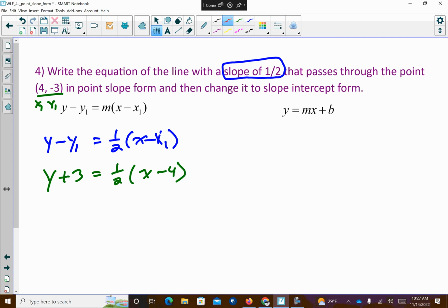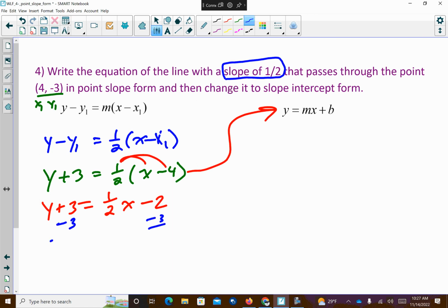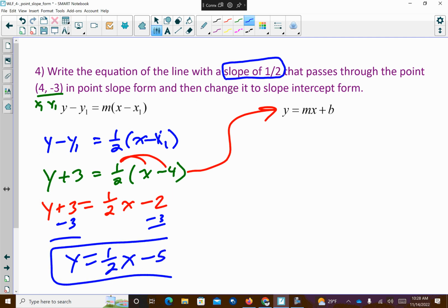Now, we can make these look like this, okay? And we do that a couple of ways. I'm going to distribute 1/2 over the parentheses. Half times x is just half x. Half times negative 4 is negative 2. And then I want the y by itself, so I'm going to subtract 3 from both sides. So this is just a different form that we are using, but this is slope-intercept form.